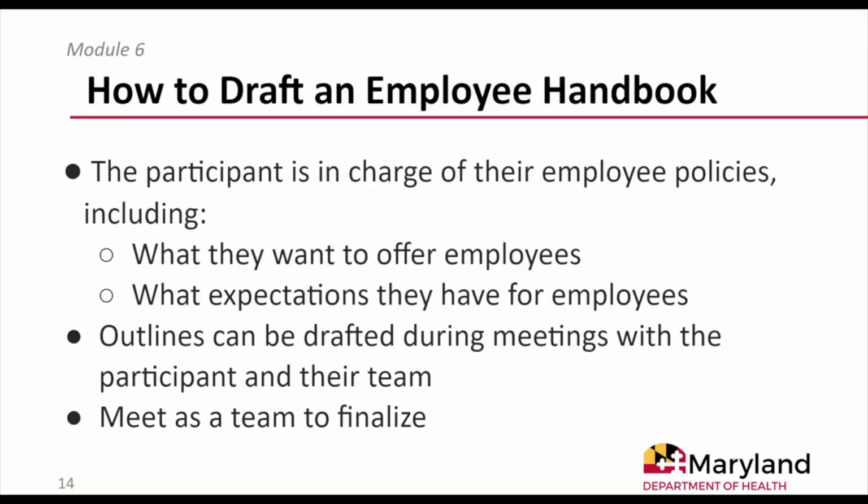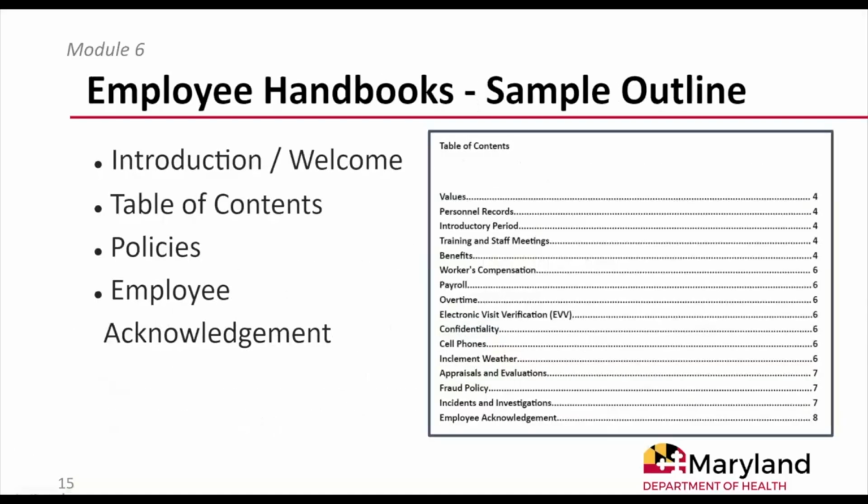The participant and their team can draft an outline of the handbook with the participant during a meeting where these topics are discussed. It is always best practice to meet as a team to finalize an employee handbook. Here we have a sample outline for an employee handbook. The participant can provide employees with a welcome letter, a table of contents, employment policies chosen by the participant, and an employee acknowledgement that the employee has reviewed the handbook.